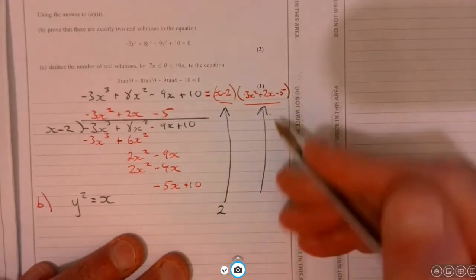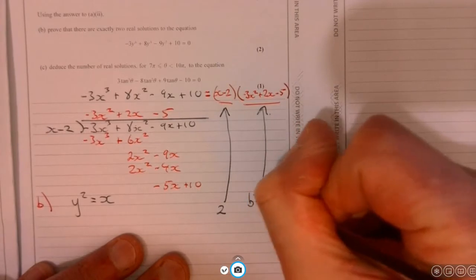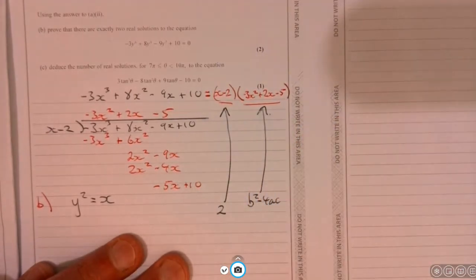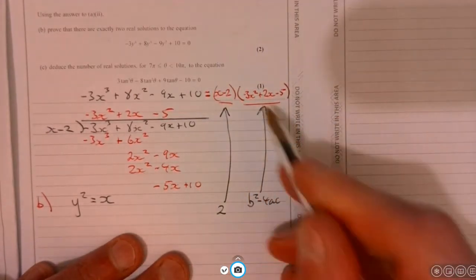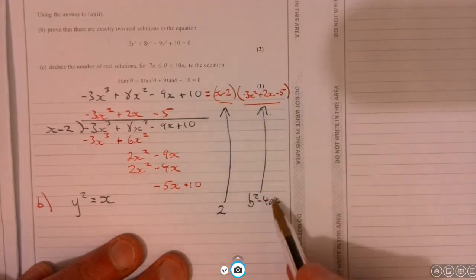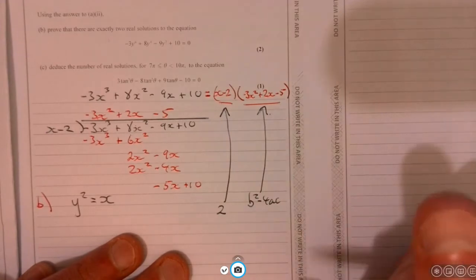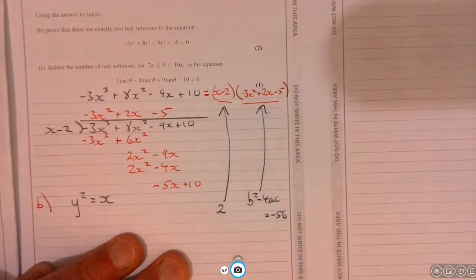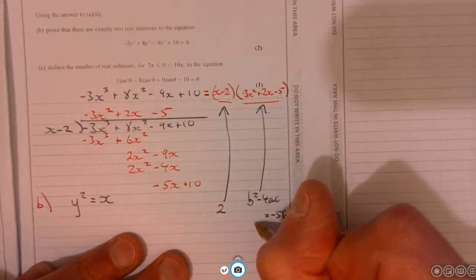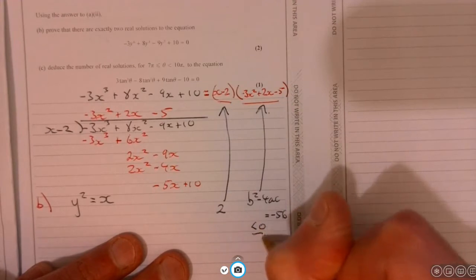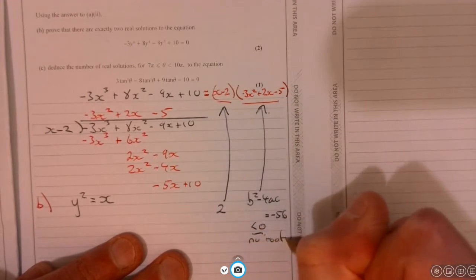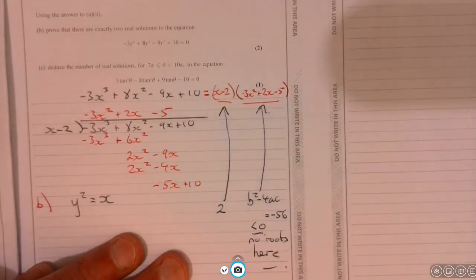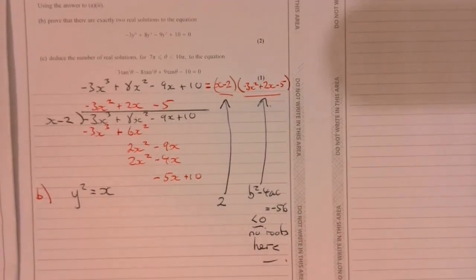Let's test this one out. Remember, look at b squared minus 4ac and see what that's going to be. If I substitute in the 2, the minus 3, and the minus 5, you should end up getting minus 56. What that means is that it's less than 0, so there are no roots here. There are no roots just there.